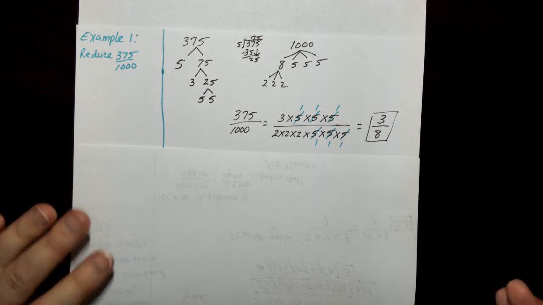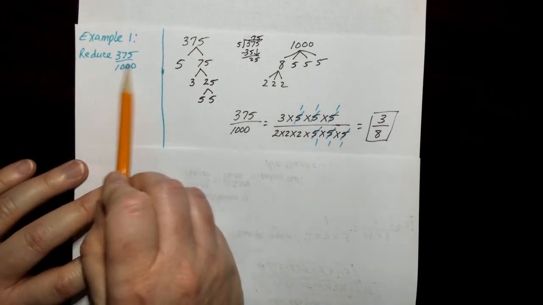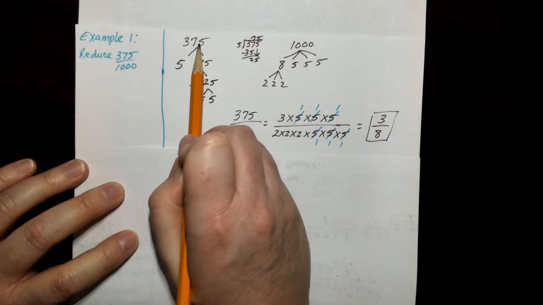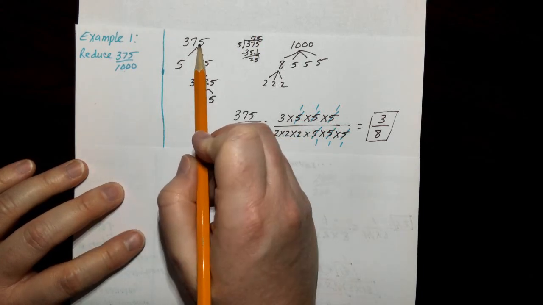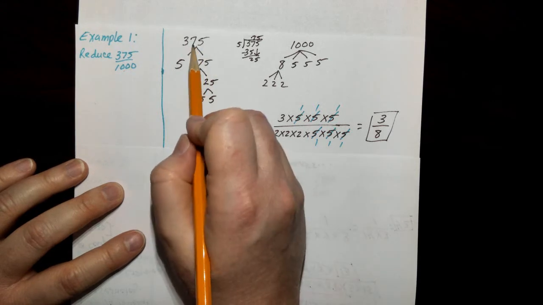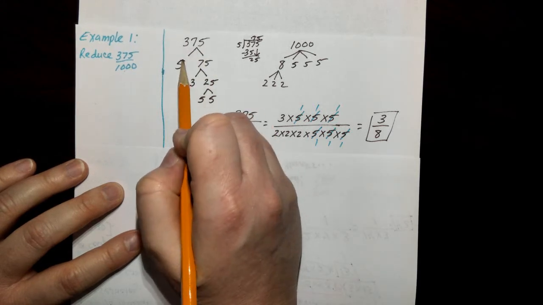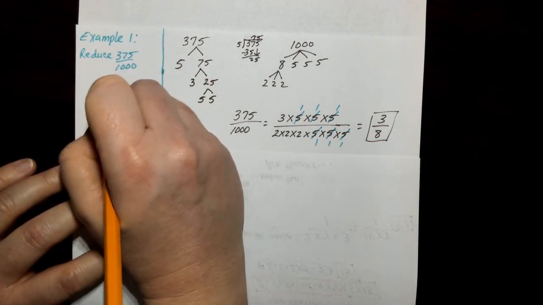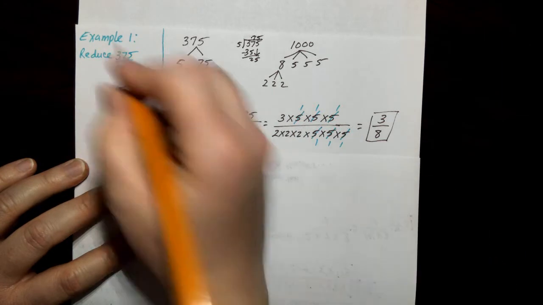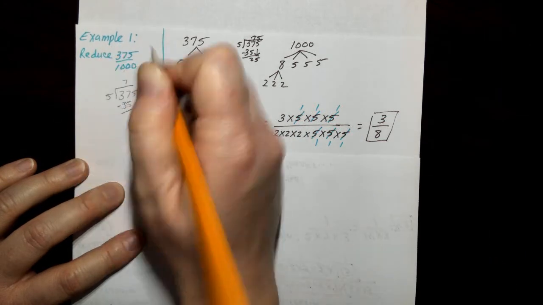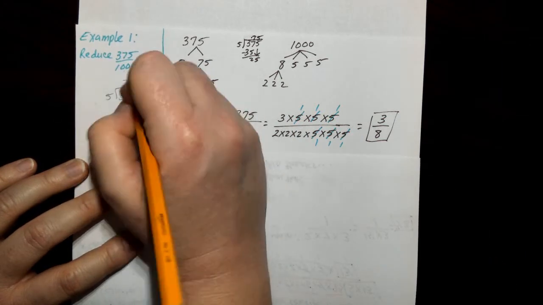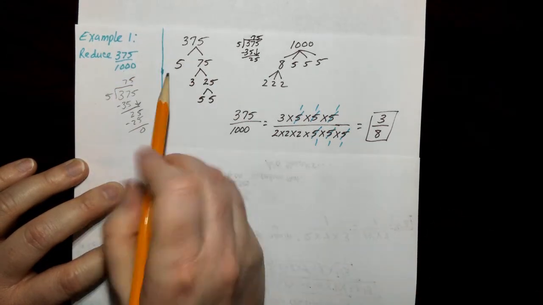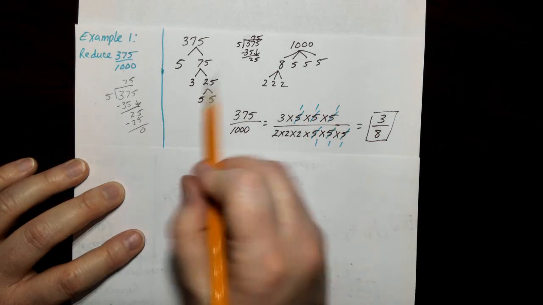So now we're going to do an example using 375 divided by 1,000. You're going to start out by finding your prime factors of 375. Well, it ends in a 5, so I'm going to do 375 divided by 5. 7 times 5 is 35. Bring down the 5, 5. Okay, so 5 times 75. That one's prime. I'm done with that one.